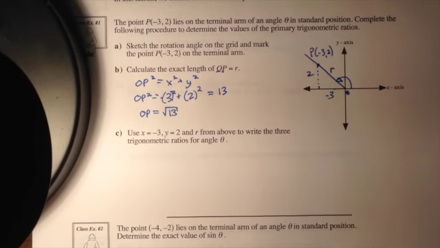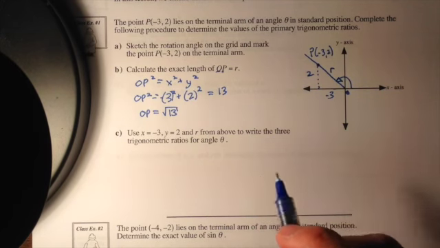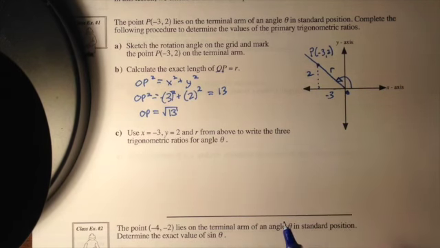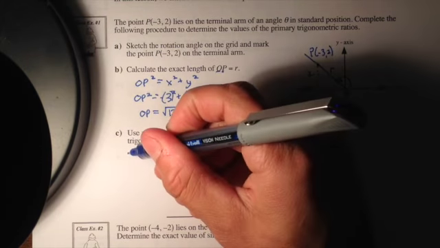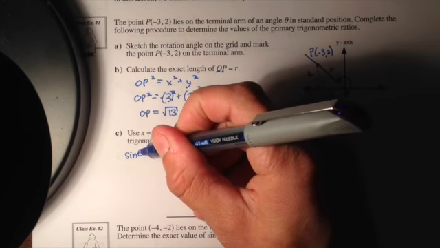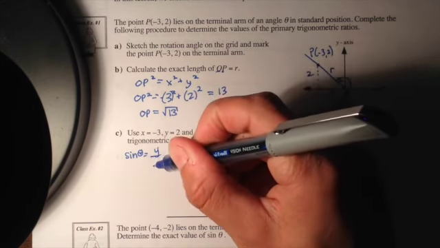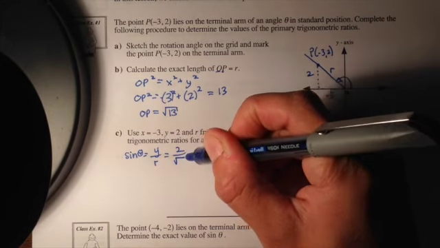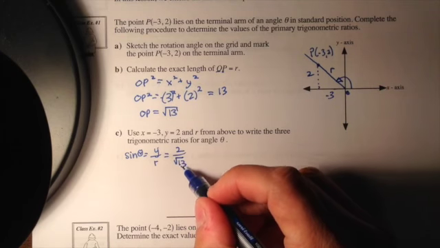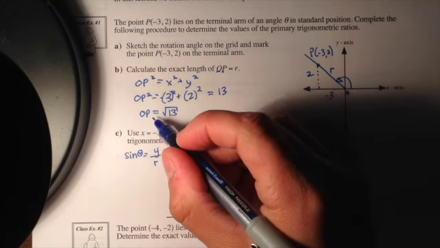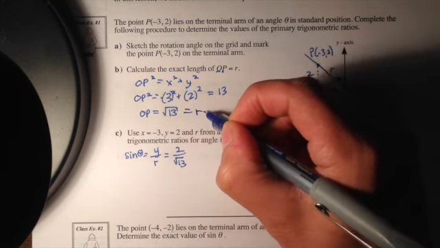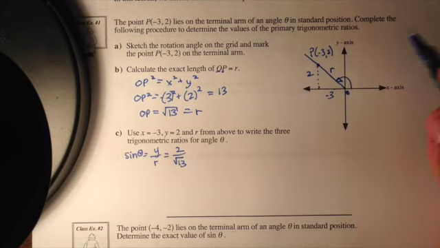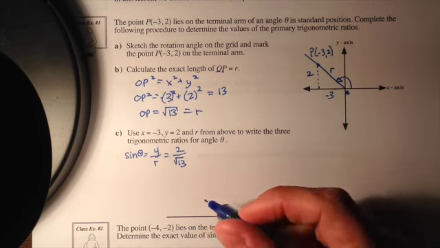Use x equal to -3, y equal to 2, and r from above to write the three trig ratios for angle theta. So if I'm starting with my sine ratio, sine theta is equal to y over r, or 2 over root 13. Remember we had root 13 was equal to r, or in this case OP. I'm just going to also say it's equal to r, just to make things easier for us in the future.